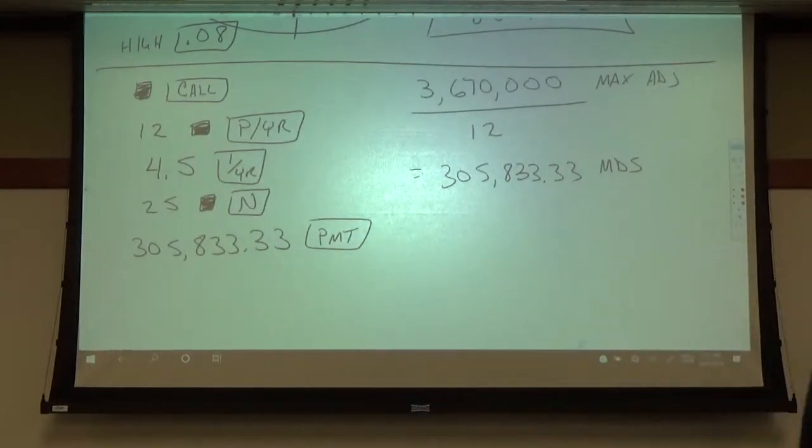Okay, now, this is where the magic should happen. Simply hit, now, the PV button, present value.